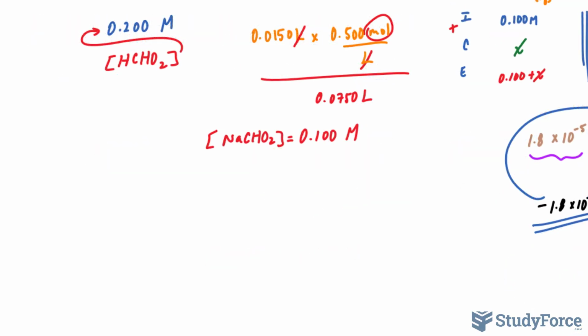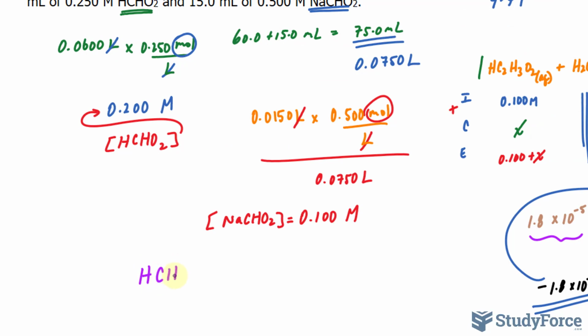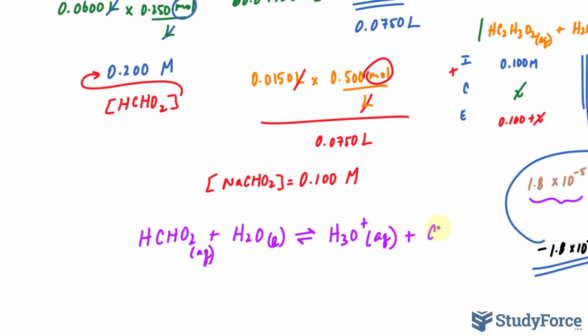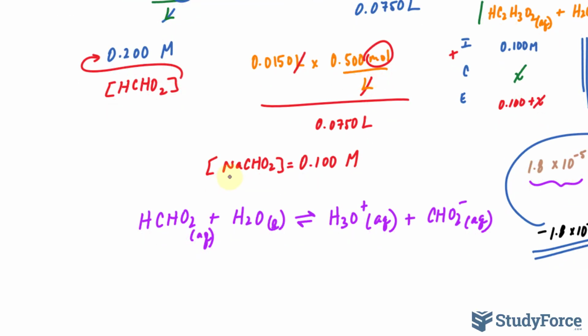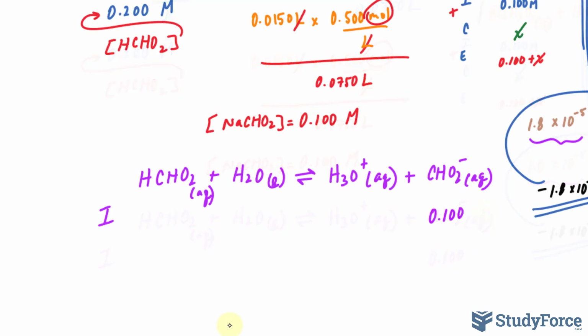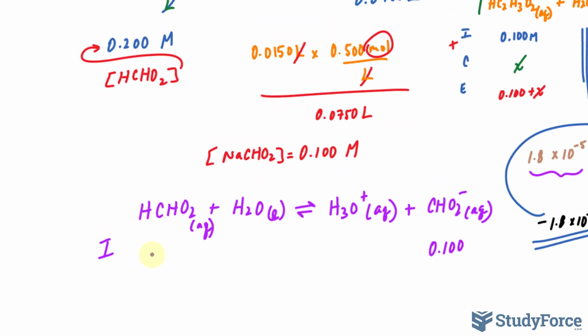Now, just like what we did in question 1, we can now go ahead and find out the pH. We'll first create a balanced chemical equation. So HCHO2 plus liquid water, and that's aqueous. This breaks down into hydronium ions and the ionic version of this molecule, which is plus CHO2 minus, and that's aqueous. Using the concentration of NaCHO2, I'll write down that the initial concentration of this molecule is 0.100, and the concentration of this solution is 0.200 molars.